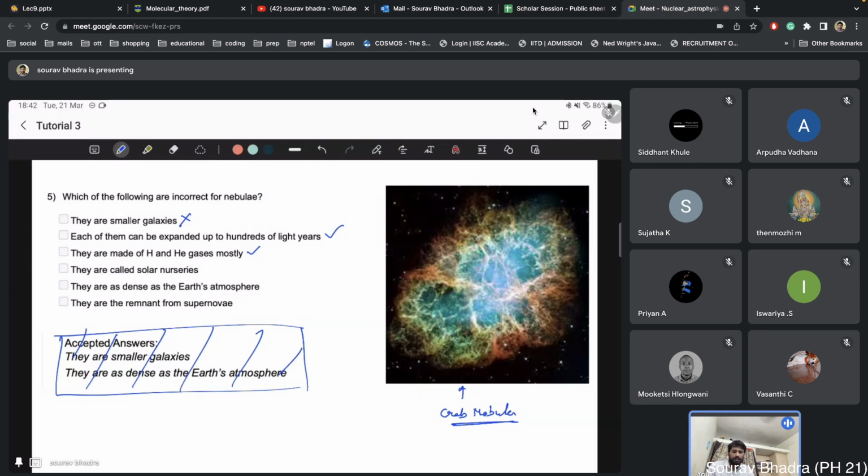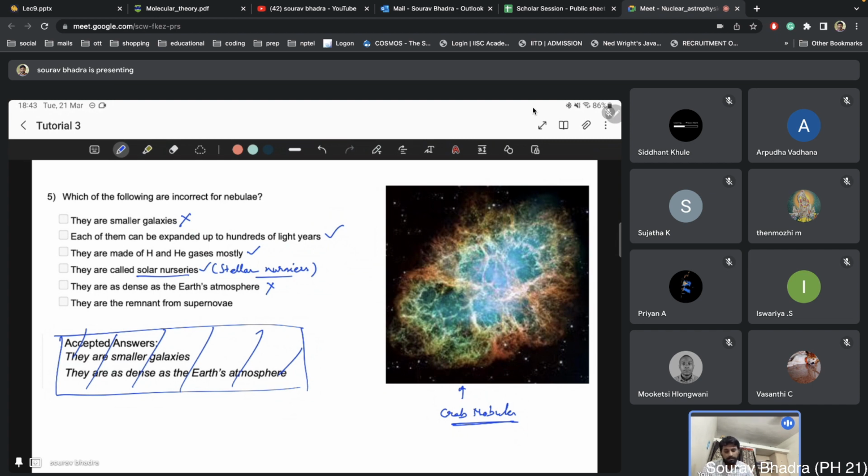And they are solar nurseries. As I told you, solar nursery is not the right word, it should be written as stellar nurseries. The Sun is a special kind of star. All stars are not the Sun, so whatever they mean to say, stellar nursery, it is acceptable. And they are as dense as Earth's atmosphere? Never, because the density of these clouds is very, very low. That's why I am again using the word diffuse cloud. Diffuse means the density is very low, that's why the radius is very high.